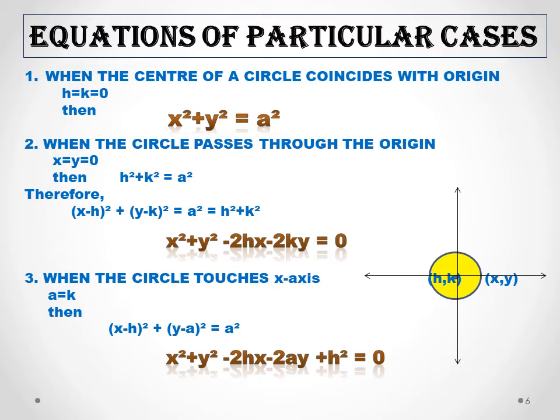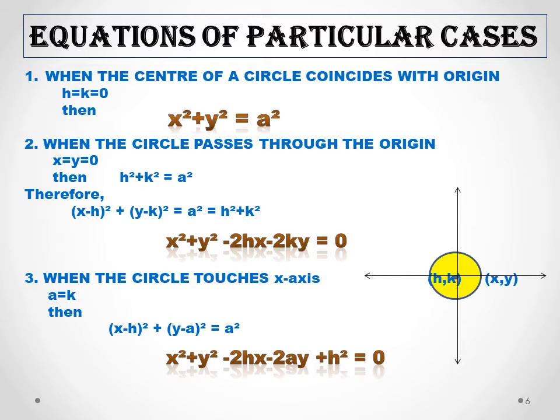Okay, so your first form is when the center of the circle coincides with the origin, meaning your (h, k) point will be (0, 0). If you put h = 0 and k = 0 in your standard form of the equation, that will become x² + y² = a². Simple.